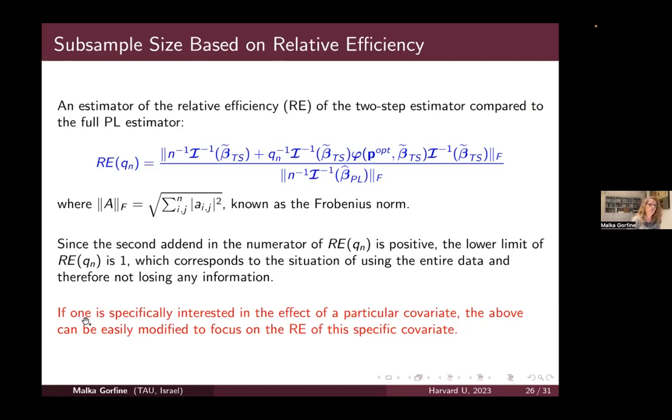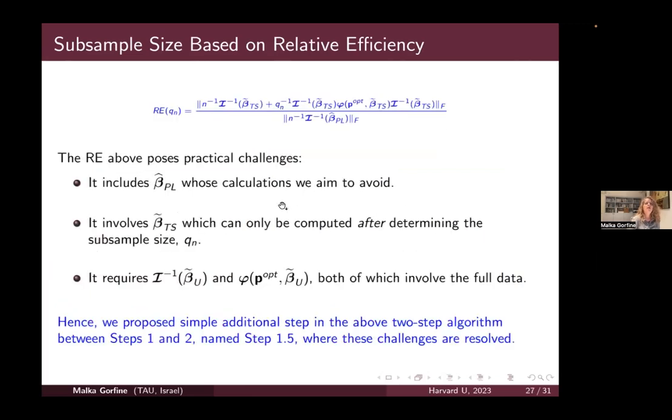If one is specifically interested in the effect of a particular covariate, the above can be easily modified to focus on the relative efficiency of this particular covariate instead of considering the entire matrices. But the relative efficiency estimator, as defined here, actually possesses practical challenges. The first one is that it includes the estimator based on the full data, which we aim to avoid. So we don't have this.